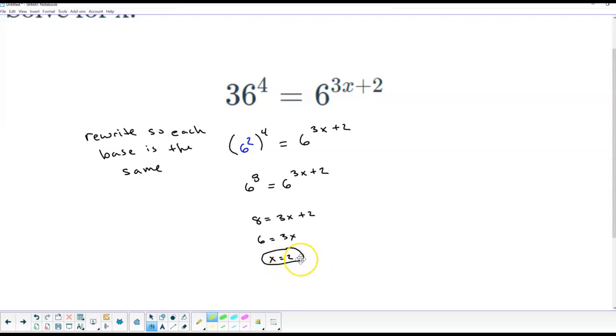Now, if you're curious if this is true or this works, what you can always do is take your answer of 2, plug it in right here, and do 2 times 3, which is 6, plus 2, which is 8. So do 6 to the 8th power, and does 6 to the 8th power equal 36 to the 4th power? If the two expressions are equal, then you know that this is a correct answer. So let's try one more here quick.